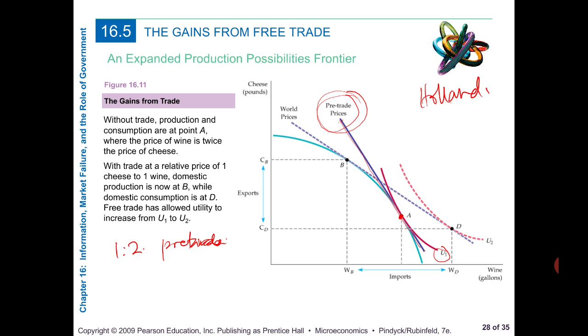Okay, now if you trade at, let's say, a price ratio of 1:1. Okay, and that 1:1 is given by this one. This is the price line, and the dotted purple line is the price line. In terms of the PPF, the country will be producing at B, because it is tangent to the PPF at B here. So it will be producing C, B of cheese at that point.